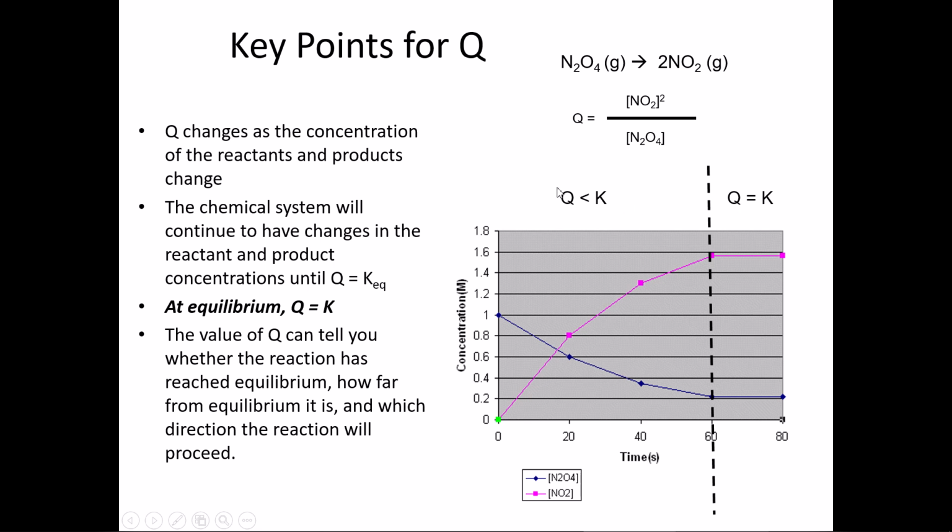So as long as Q is less than K, our reaction was going toward equilibrium and continuing to move to the right to make more product. Once it hits equilibrium, now both processes, the forward and the reverse direction, have equal rates, and so all of our concentrations are constant.